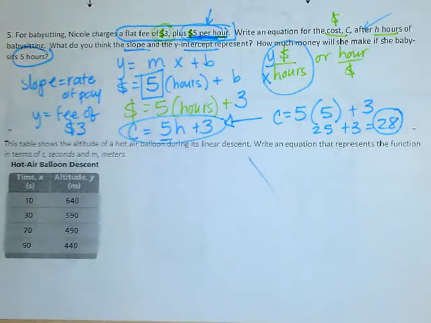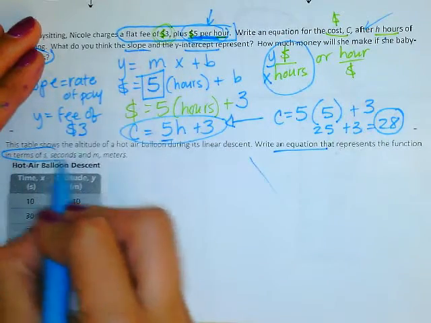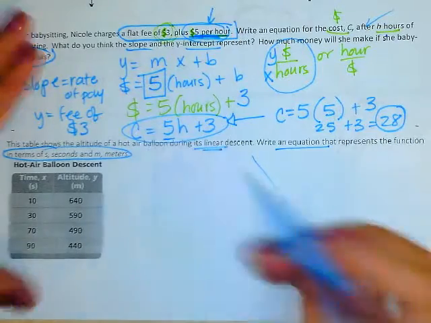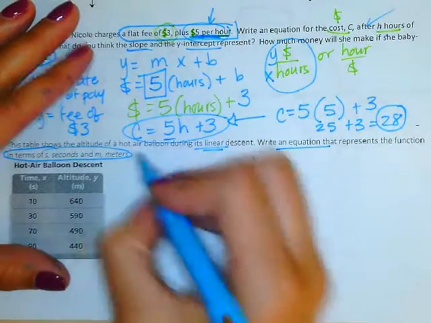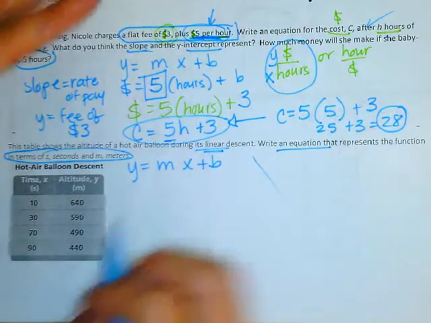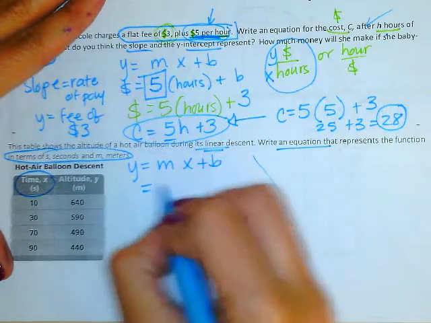Alright, so this fourth problem, they want us to write an equation that represents the function in terms of seconds and meters. So we already know it's a linear descent, so it's a linear function. So they want it in y equals mx plus b. Okay? Here they already tell us which one is x, which is seconds.